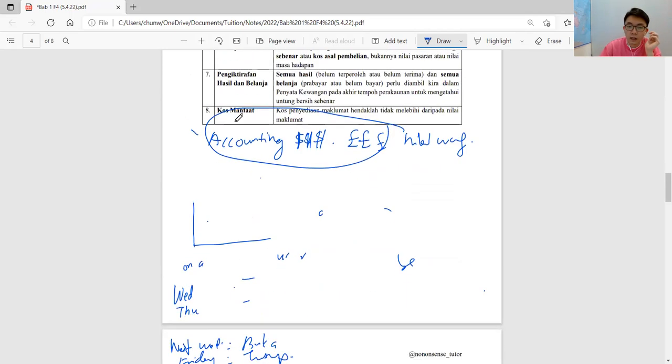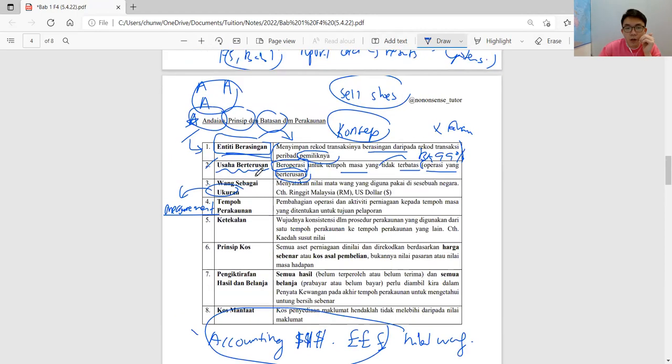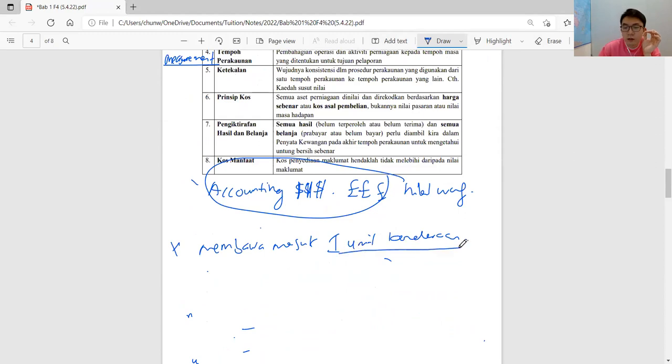For example, like contoh tadi, I say, let's say the pemilik membawa masuk kenderaan. Okay, but in accounting, we cannot just say membawa masuk kenderaan or satu unit kenderaan. Cannot. Because of what? Because of this concept. Wang sebagai ukuran. What is wang? Meaning, for this satu unit kenderaan, apa tu ukuran untuknya? What is the measurement for this kenderaan? So we have to use money, in terms of money, monetary value, to measure this satu unit kenderaan.